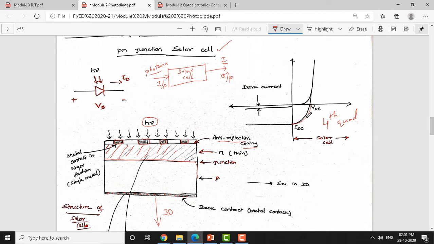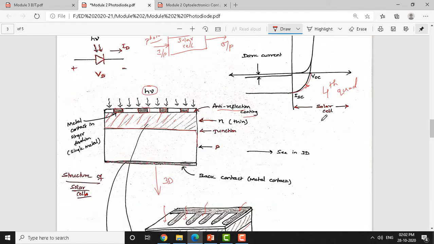Maybe at some point of operation, called the operating point, you can extract maximum energy from the solar cell. We will describe which point you need to choose, and how to choose this point, to harness the maximum amount of solar energy from the solar cell. This is the quadrant region of operation of the solar cell.